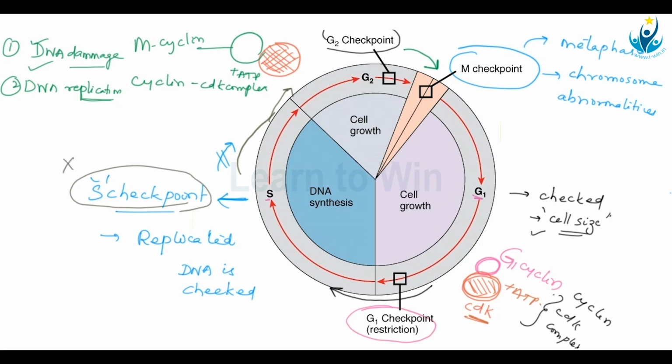If this checkpoint fails also, there is the G2 checkpoint, which again checks for damage and DNA replication. So these are the various cyclin CDKs and various checkpoints within one single cell cycle.